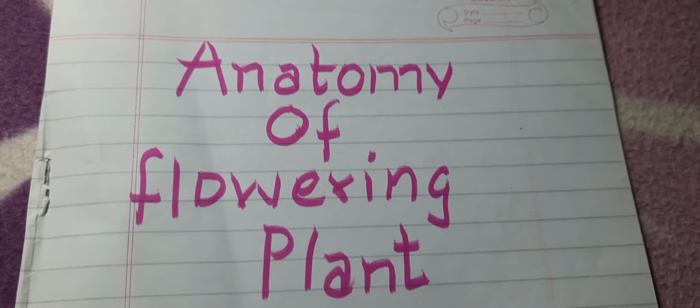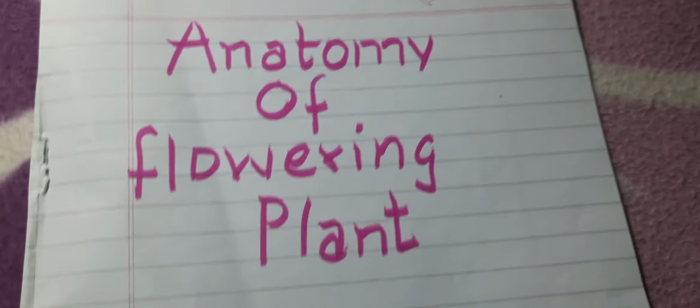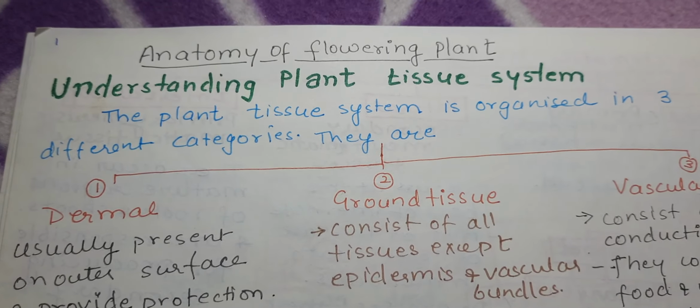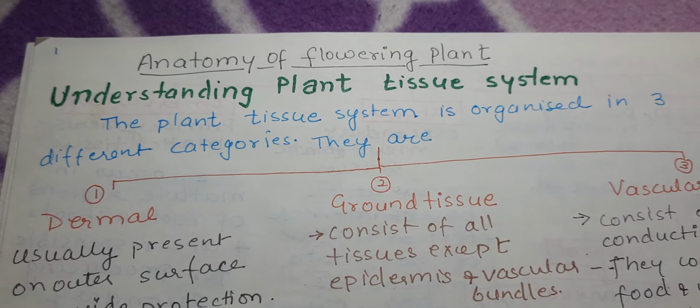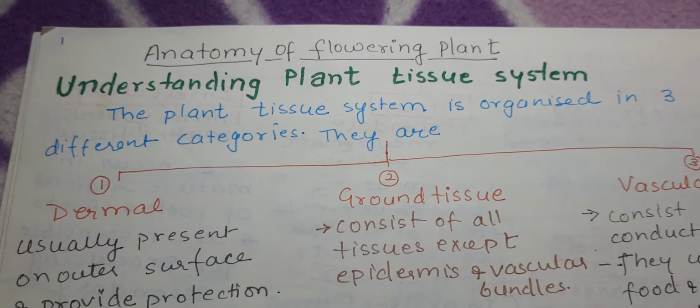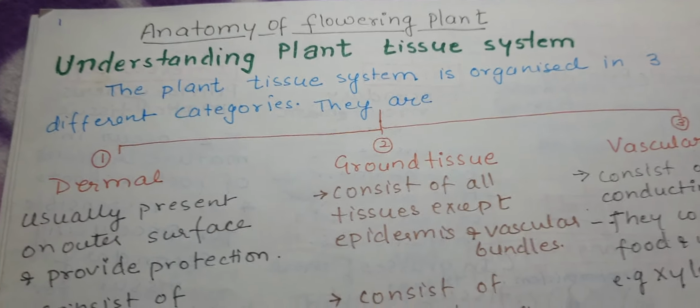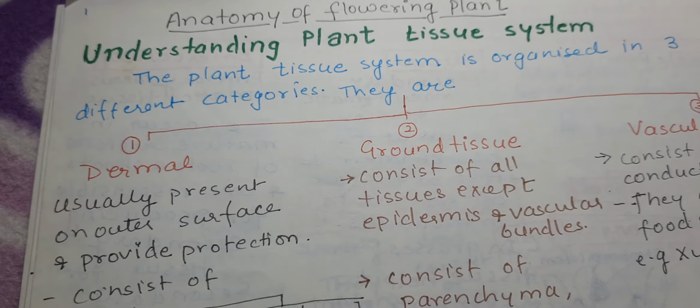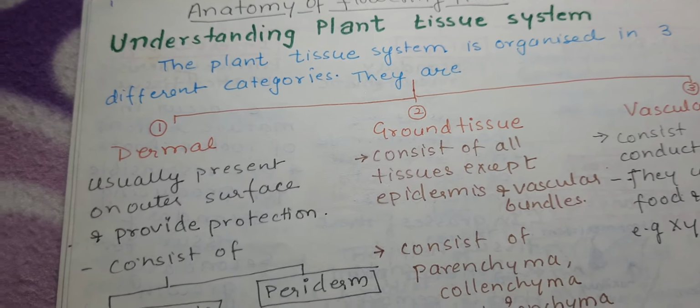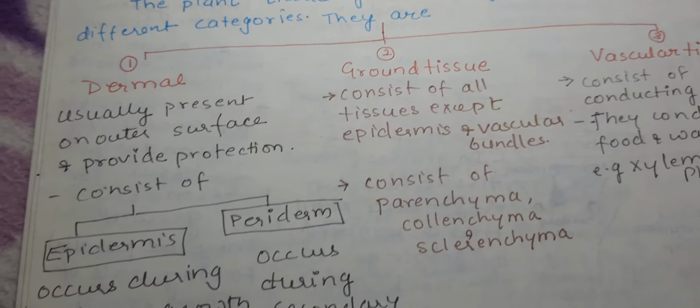Dear student, today we will discuss anatomy of flowering plant. In the anatomy of flowering plant, we need to understand what is plant tissue system. The plant tissue system is organized in three different categories. You can say dermal, ground tissues and vascular tissues.